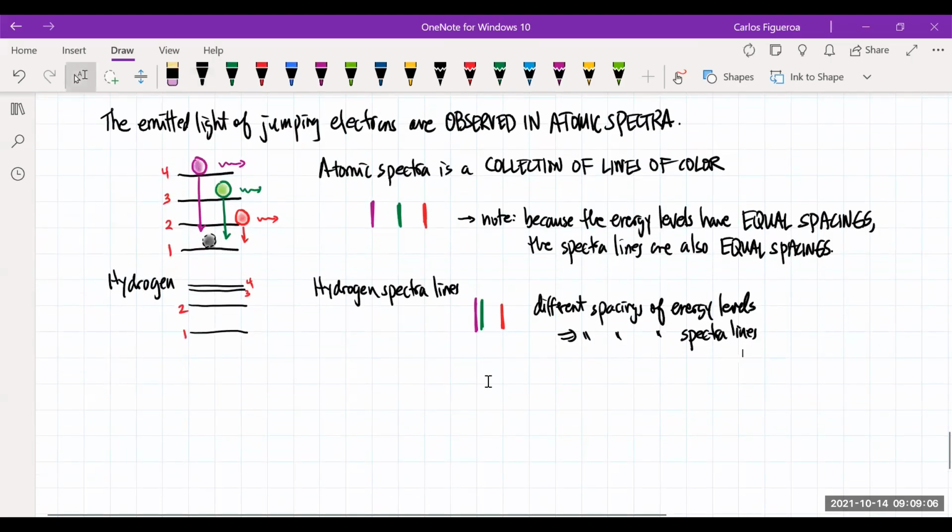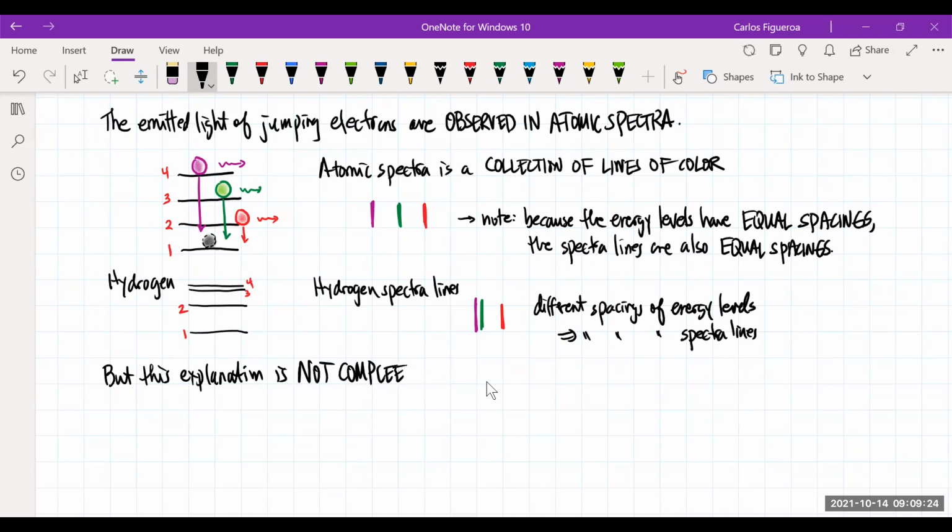But this model is too simple. But this explanation is not complete. And what we find here is that we don't show all the spectral lines. So what do I mean by that?